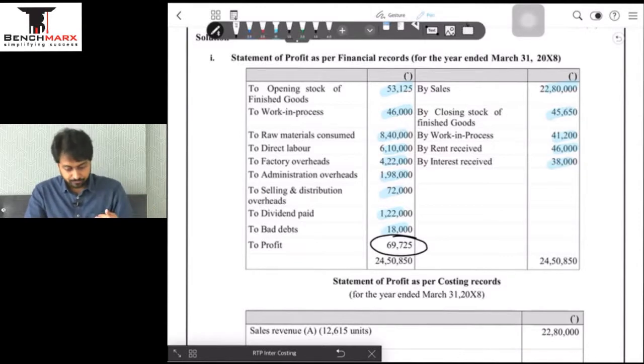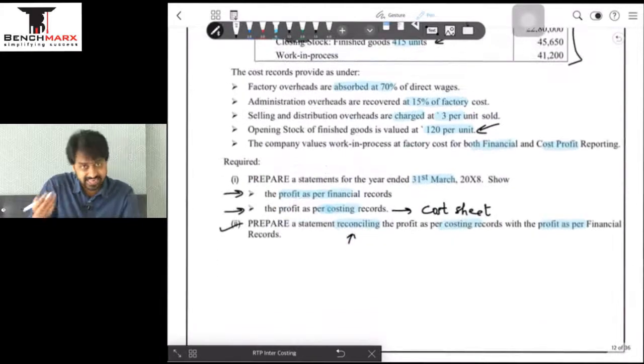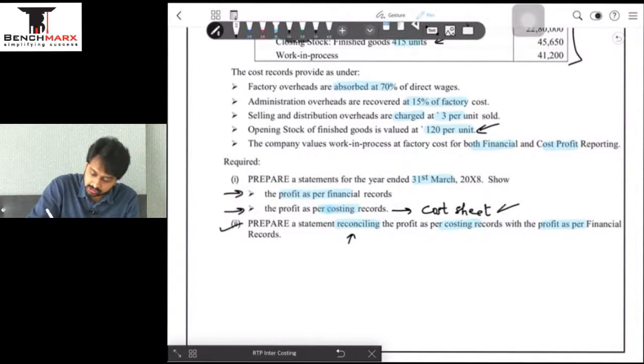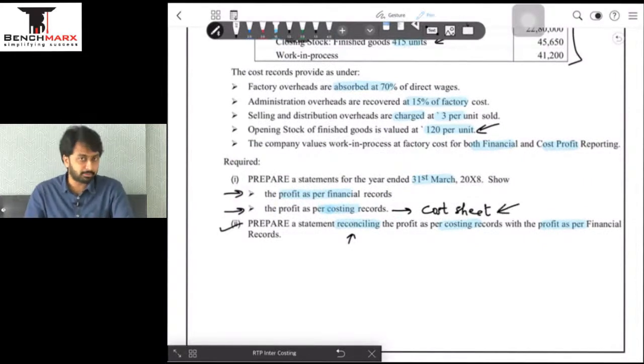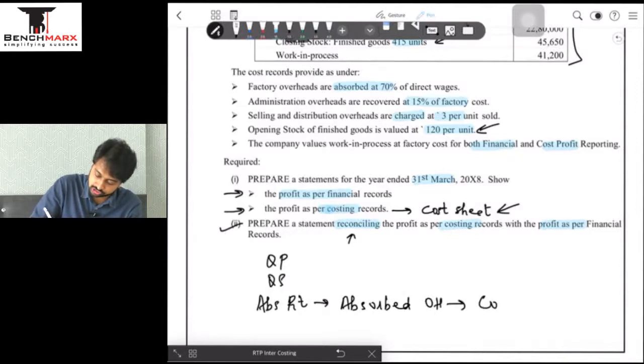बराबर. Now second part of the question was to make a statement as per costing records. Now as I said, costing records के हिसाब से profit मतलब we are preparing a cost sheet, and before we start preparing a cost sheet, we find quantity produced, quantity sold, and absorption rate. And absorption rate क्यों? It is because I have to find the absorbed overheads, which is a part of cost sheet. बराबर. Let us go step by step.